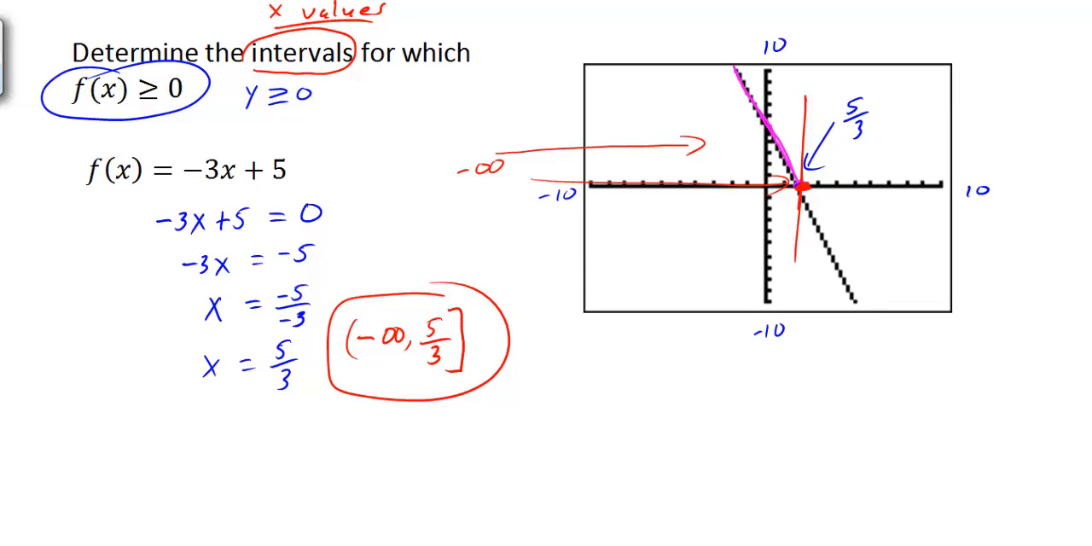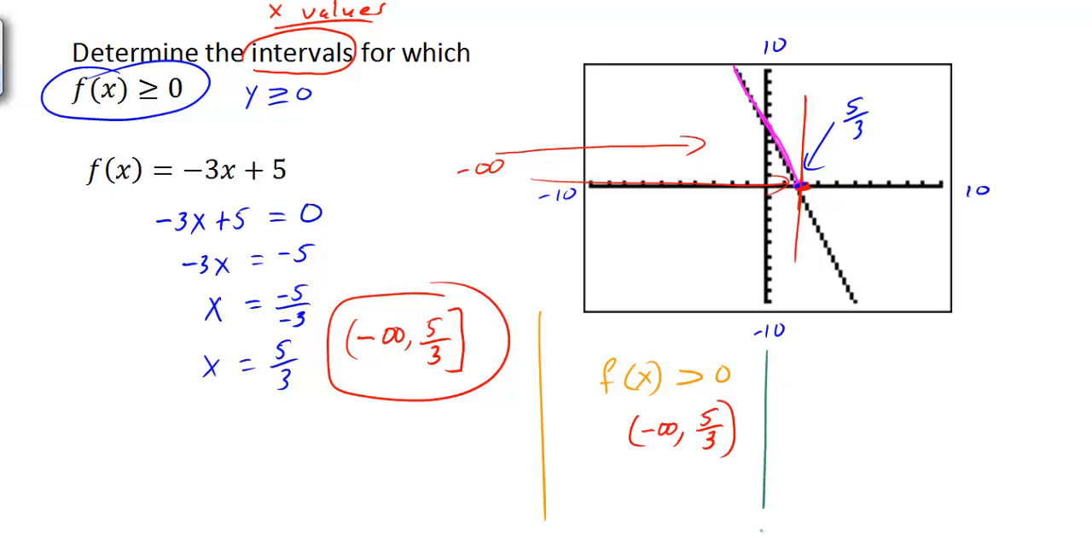If I looked at the problem a little bit differently, if they would have said we're looking for where the function f of x is strictly greater than 0, notice then the interval would have been negative infinity up to 5/3, but we would not include 5/3, so instead of a bracket we would use parentheses. So therefore we're going to use parentheses because it is strictly greater. The graph is going to be greater than 0. But for this problem it says greater than or equal to, so therefore we would use a bracket on the 5/3 because at 5/3 the equation is equal to 0. So really we're looking at the interval where this function is greater than or equal to 0.